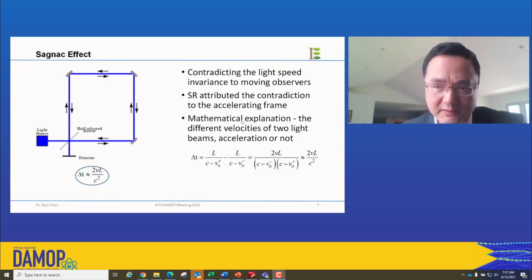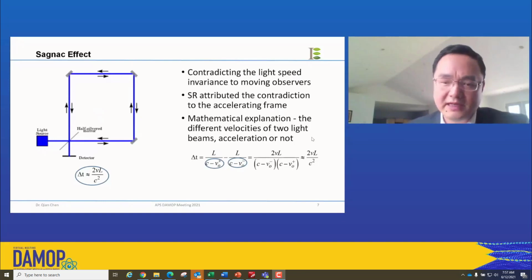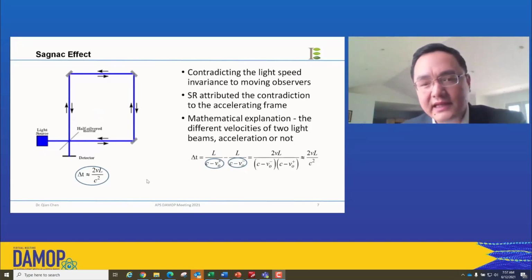we get a simple mathematical explanation: the result is just because of the different velocities of these 2 beams, as you can see here. So we get a very simple derived formula, which is exactly the same as the experiment result. It's important to say that it doesn't matter if there's an acceleration or not.